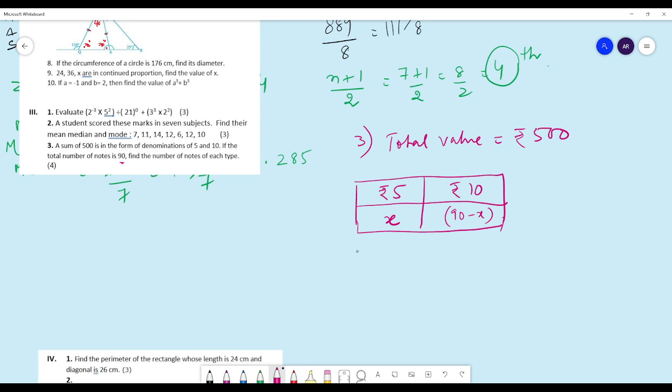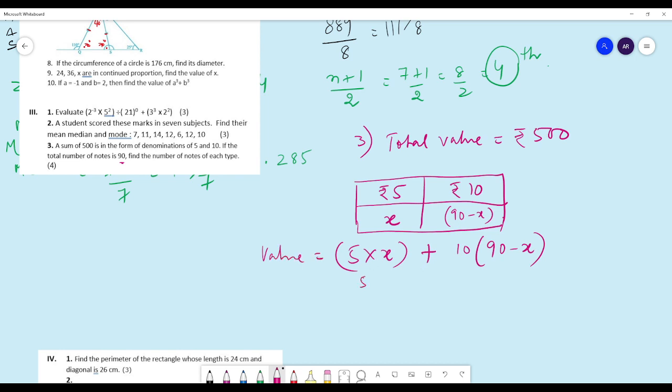So the value of 5 rupee notes will be 5 into x, plus the value of 10 rupee notes will be 10 into 90 minus x. Now how am I talking about the value over here? Suppose you have 2 5 rupee notes, right? So what will be the total value? It will be 5 into 2, that is 10 rupees, right? So that is how we are finding out the value. Total value will be this much.